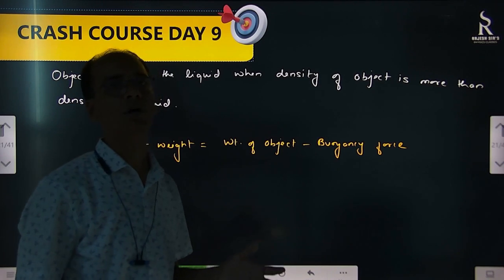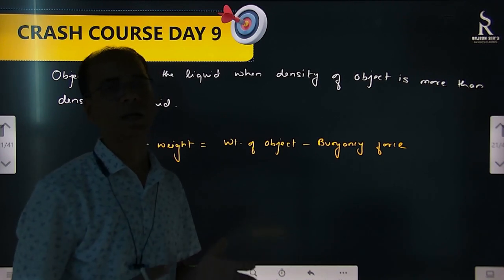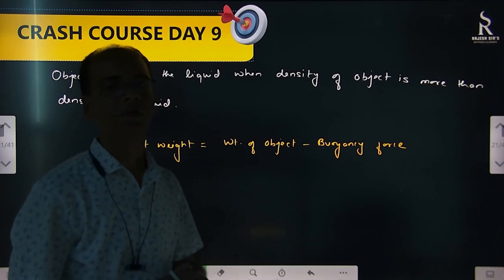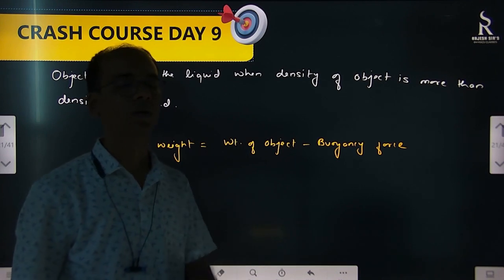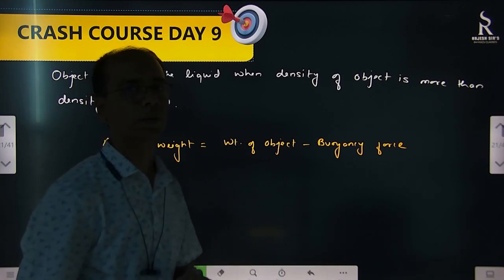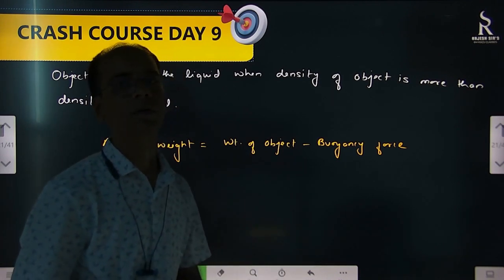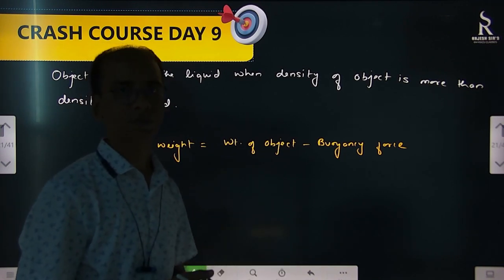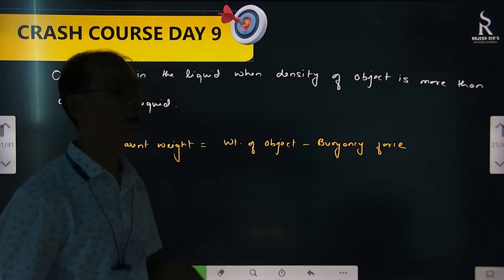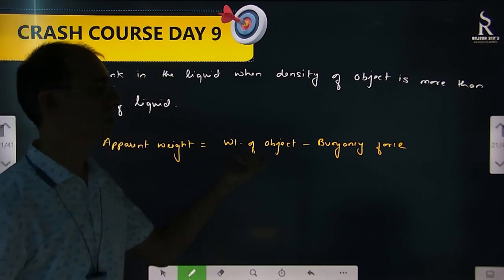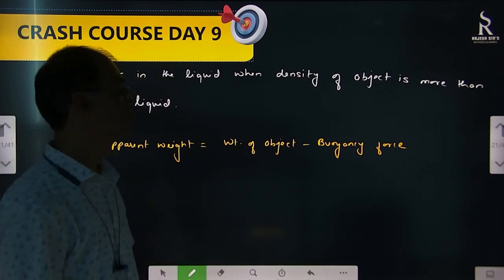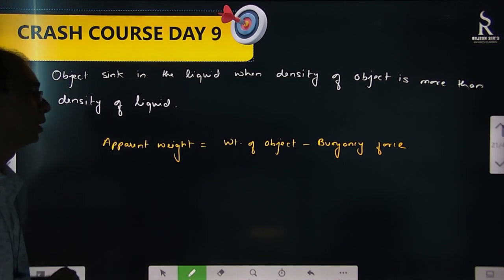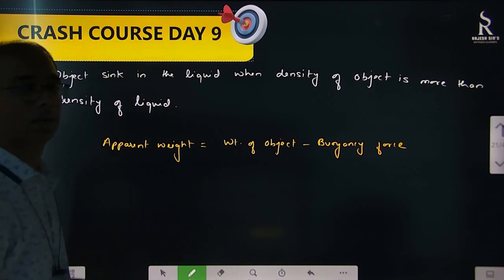Sometimes when you have to carry a heavy load, it is very tough to carry normally. If you go into water, it will appear a lot lighter because the buoyancy force will help you in lifting that object. So you will have only the apparent weight to carry, not the actual weight. So this is the concept of apparent weight: weight of object minus buoyancy force.